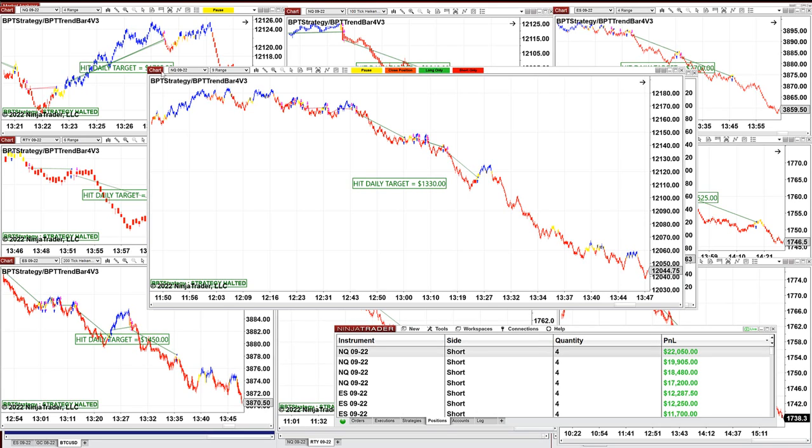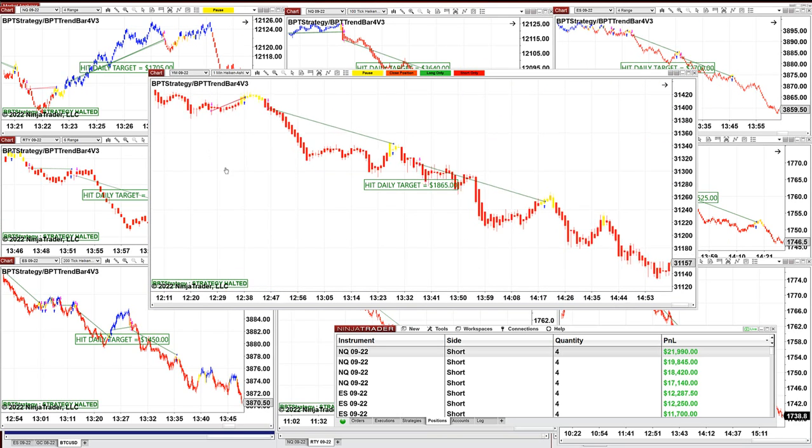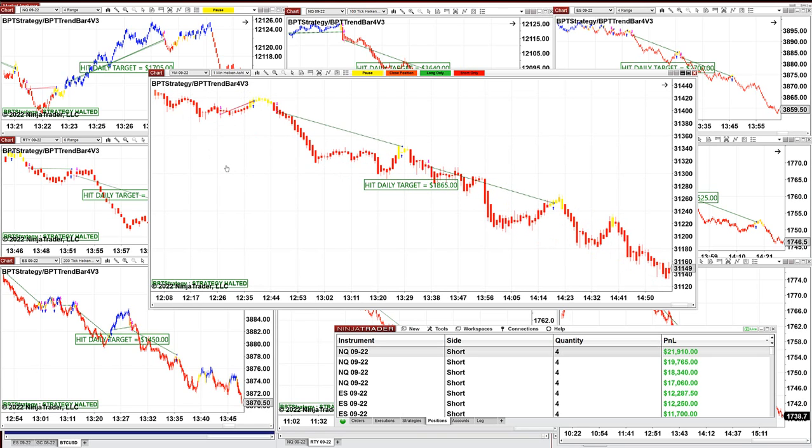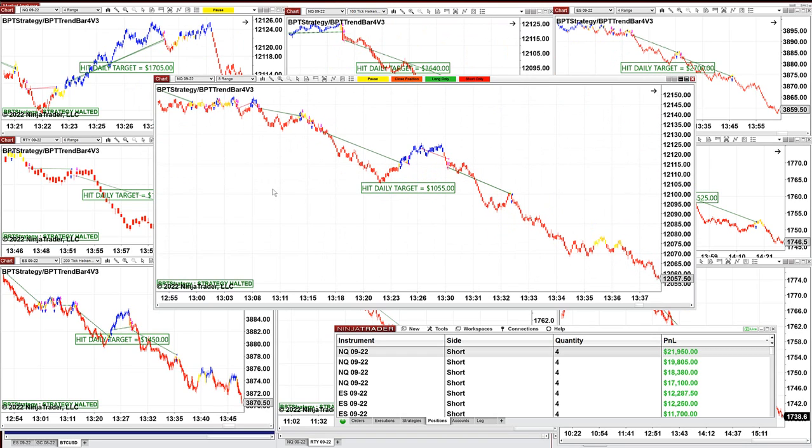On the Nasdaq 9 range, 1330. On the YM, 1,865. On the Nasdaq 8 range, because all of them are on a $1,000 target, but if this market goes into your direction, it's gonna stay. As an example, we have the Nasdaq here short, 22,000. Still, the target is on 1,000.